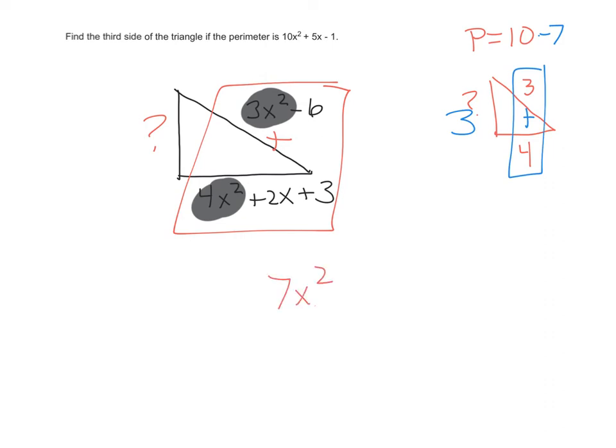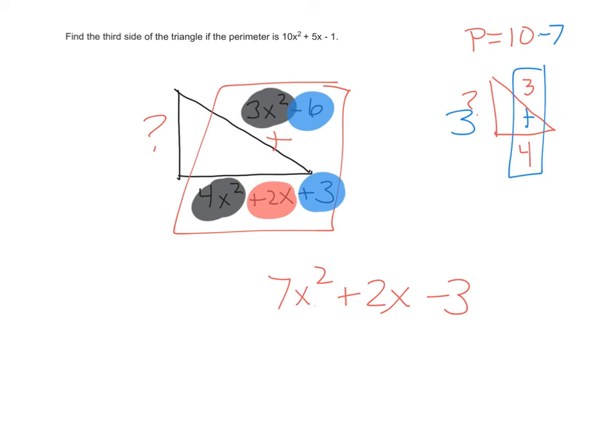On the next one, I have a 2x. There's no other x. So I'm going to have a plus 2x. And then on the last part here, I've got a negative 6 and a positive 3. So I'm going to have a negative 3. Okay? So now that's what I've added up. I've added up the sides to get this 7x squared plus 2x minus 3.